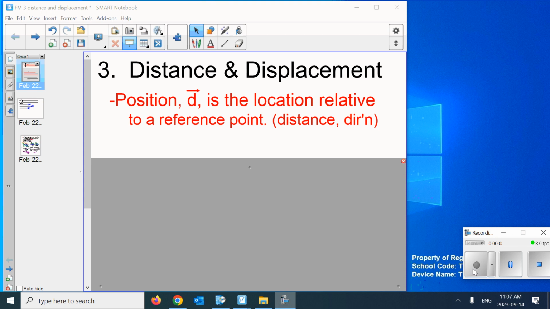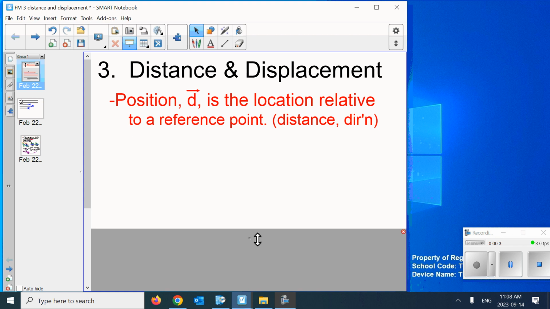Okay, this is going to be a good day in non-foundational day. Distance and displacement is what we're looking at. This is vector stuff. You know how we looked at vectors, yes. Well, position, and we put an arrow over top of it to say that it's a vector, is the location relative to a reference point. And we've seen it before, we just didn't say what it is. Distance and direction is given.